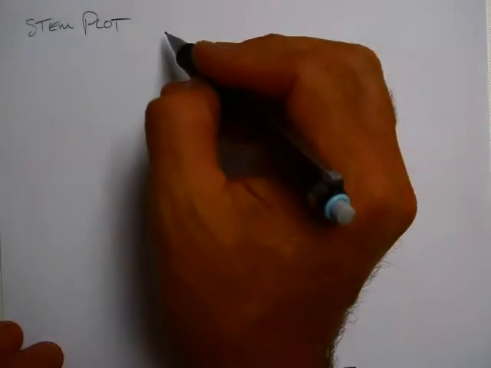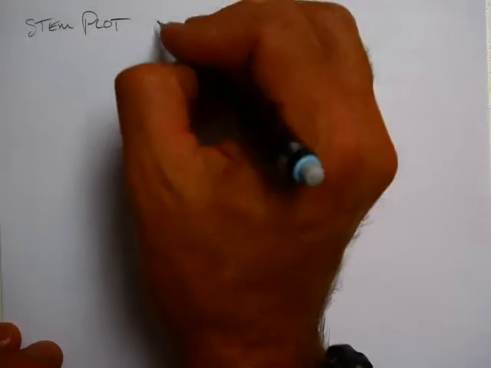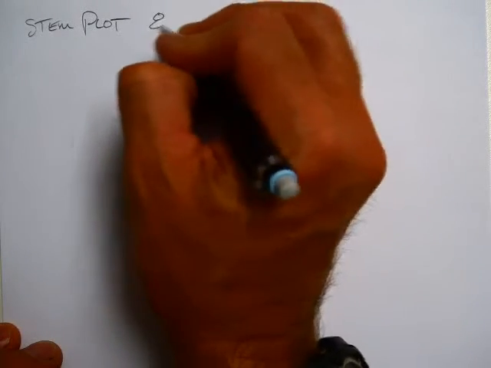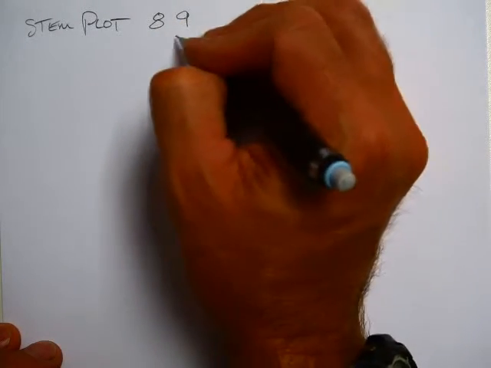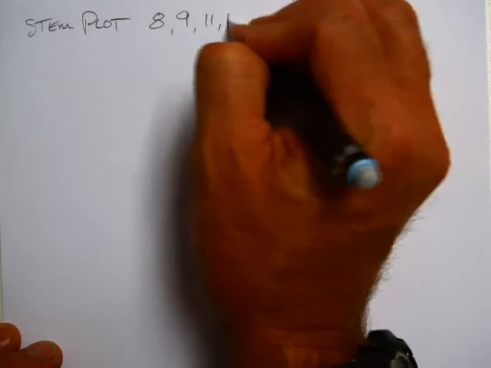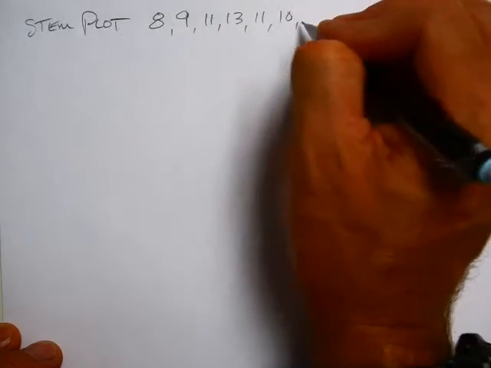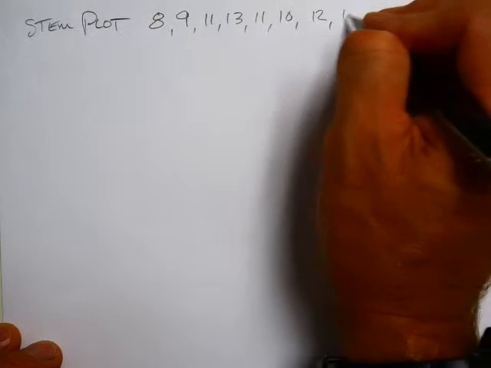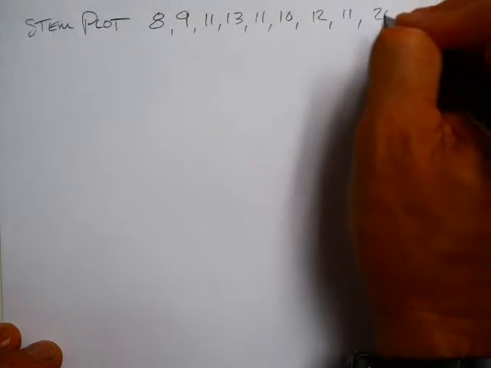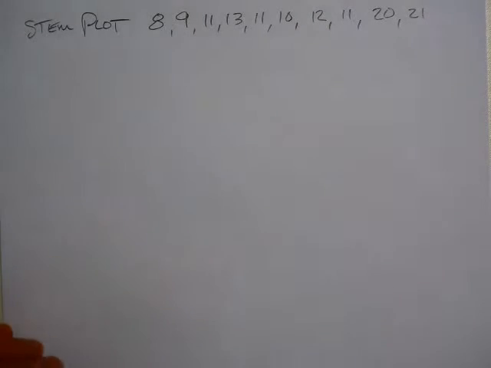Now, a stem plot and a dot plot, the calculator doesn't really do very well for it. In fact, the stem plot, it won't do at all. Let's put some data down, and we'll make a stem plot. So, I've got 8 and 9 and 11 and 13 and 11 and 10 and 12 and another 11 and 20 and 21.